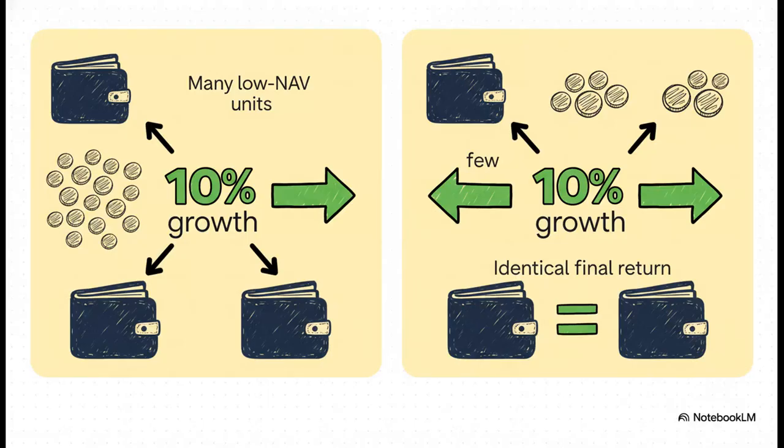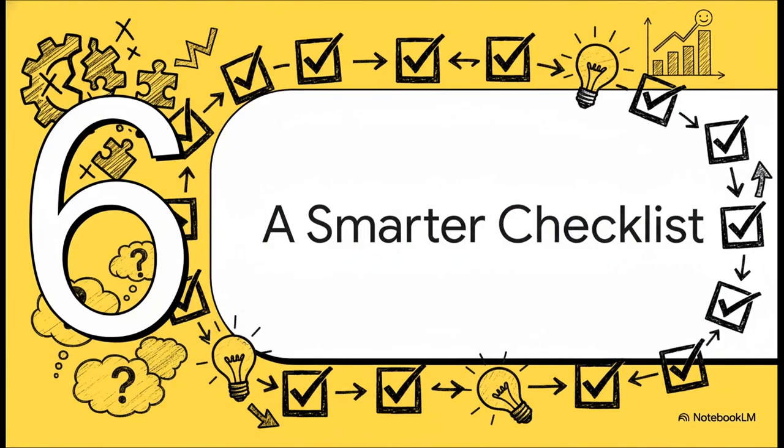Let's look at the numbers, because it makes it super clear. Say you put 10,000 rupees into Fund A with its low NAV. You get a whole bunch of units, right? Like lots of small pizza slices. You put the same 10,000 into Fund B with a high NAV, you get fewer, bigger slices. But look, if both funds grow by 10%, your 10,000 bucks becomes 11,000 in both cases. The outcome is exactly the same. The number of units you hold has zero impact on your actual profit. So let's just agree to throw that old, busted way of thinking right out the window. It's time for a smarter approach, a much better checklist for picking funds.